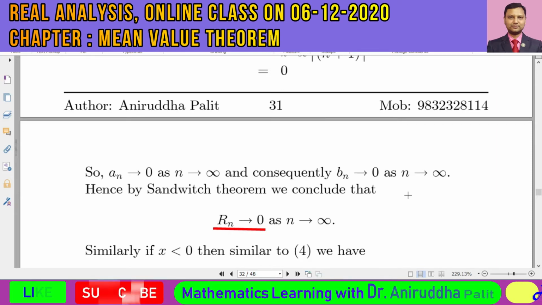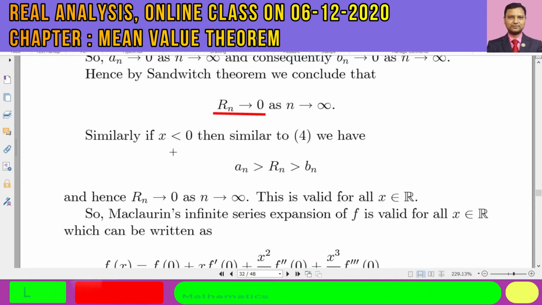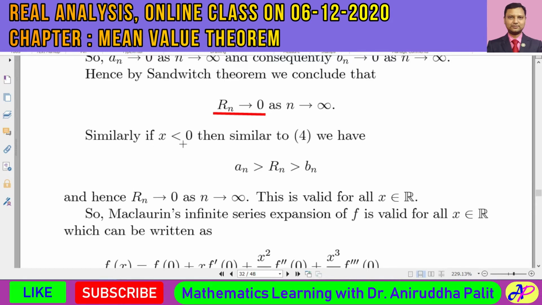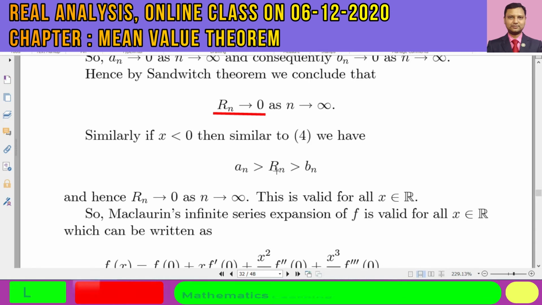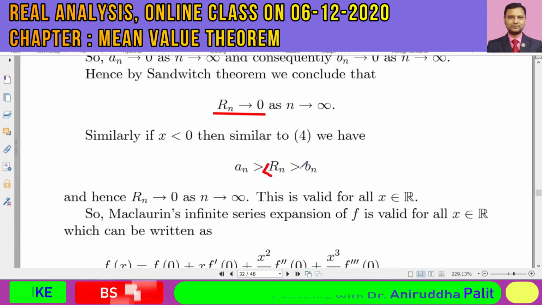I have just written that similarly, if x is less than 0, we have all these results. Over here, it should be a less than inequality. Sorry, I made this mistake. It should be a less than inequality, this kind of inequality.